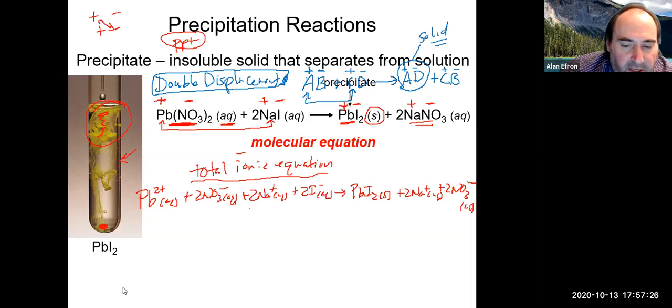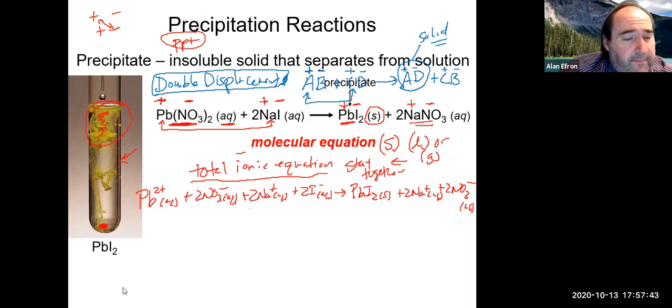Things that are solid, liquid, or gas stay together. So you do not break apart anything that's a solid, liquid, or gas. You keep those guys together. Anything that's a strong electrolyte breaks apart into ions like we did. In addition, if you happen to come across a weak electrolyte, because a weak electrolyte mainly stays together in solution, you would not break that apart either. So that would stay together.